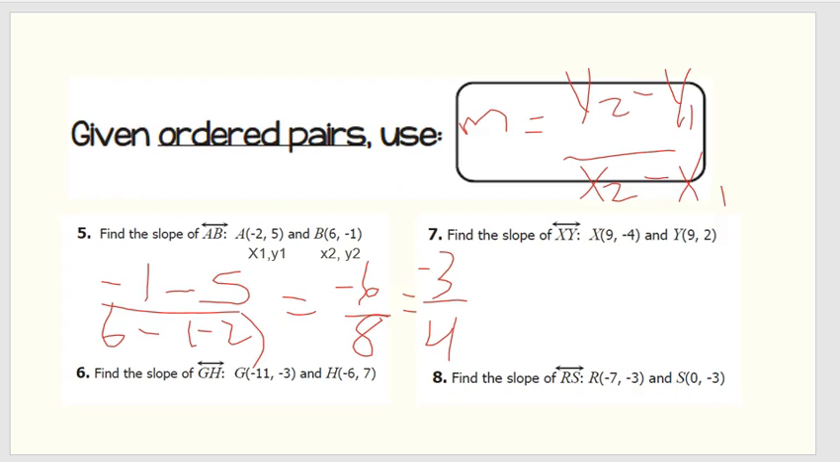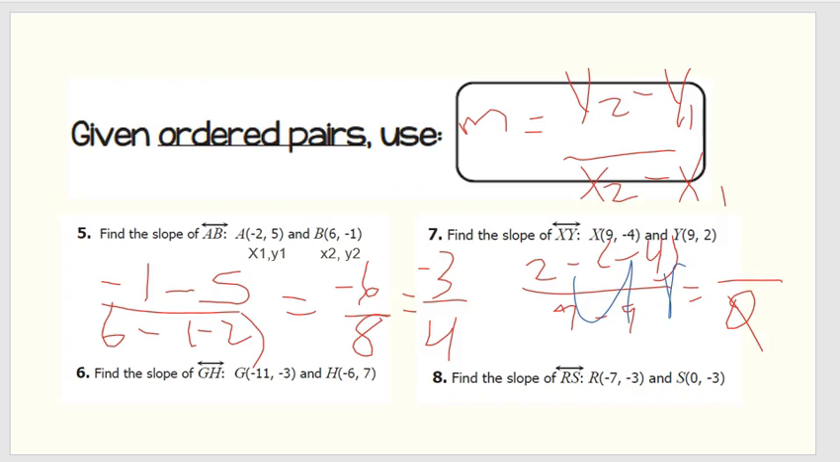So find x1, y1, x2, y2, substitute them in, and find the slope. All right, so what you should have come up with was 2 minus -4 over 9 minus 9. Sorry, those are ugly 9s. But 9 minus 9 is 0. So that means there's a 0 on the bottom. We can never have a 0 on the bottom. So that means that this slope is undefined.